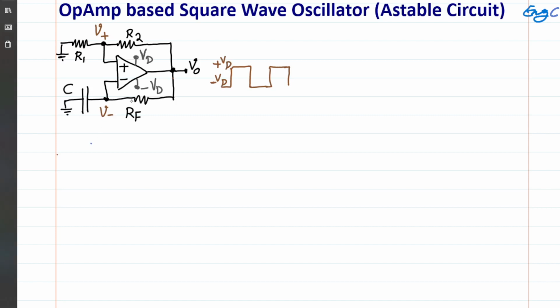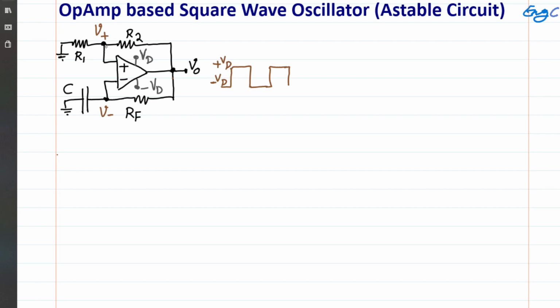Shown here is an op-amp-based square wave oscillator, also known as an astable circuit, because it has an output oscillation like this. It's not stable. It just goes from the most negative voltage, negative VD, because that's our negative supply, to the most positive voltage, plus VD. That's our positive supply voltage. So this is the situation with the Vout.